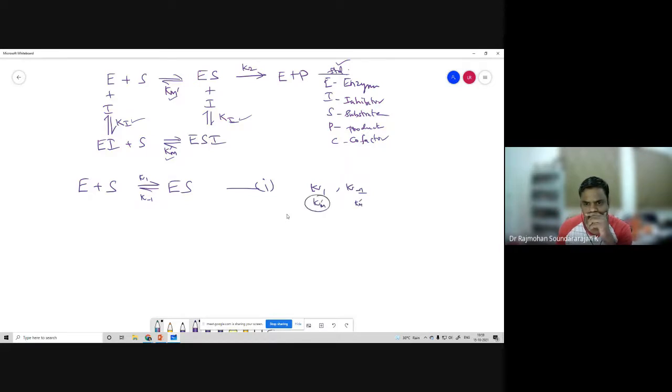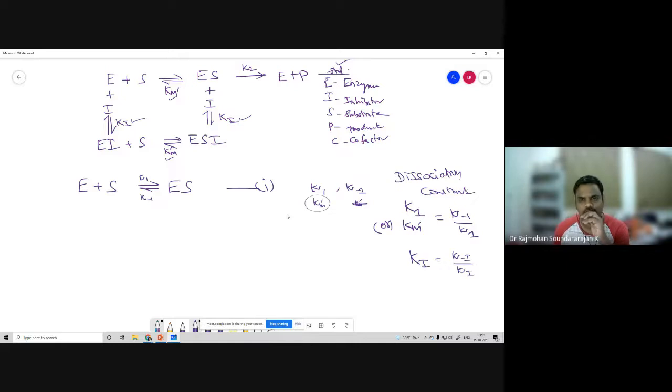Km dash is the dissociation constant. This is for understanding purpose I am writing. So we have Km dash equal to K minus 1 by K1. Similarly, Ki equal to K minus I by Ki. So these two only are there, right? So we should know what the dissociation constant is. Okay, so this is the first step.